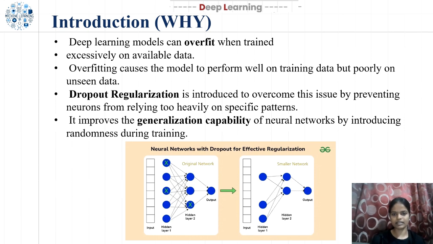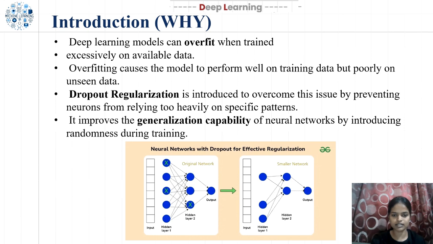Deep learning models can overfit when trained excessively on available data. Overfitting causes the model to perform well on training data but poorly on unseen data. So overfitting can cause the model to perform poorly on data other than the training data. The dropout regularization technique is introduced to overcome this issue by preventing the neurons from relying too heavily on specific patterns. Basically, in dropout regularization, we make the neurons independent of each other's behaviors to overcome overfitting. It improves the generalization capability of neural networks by introducing randomness during training.